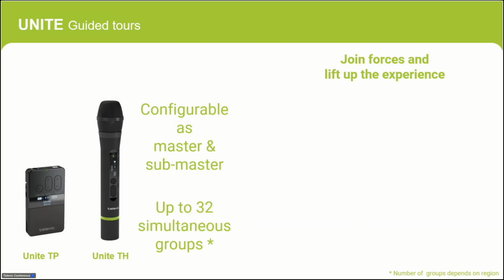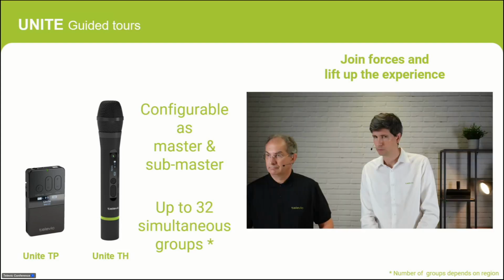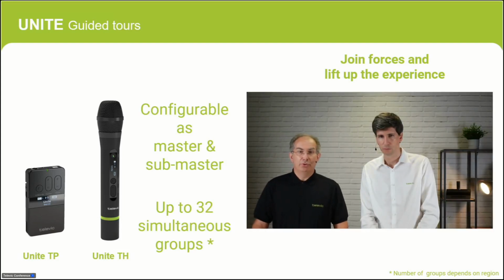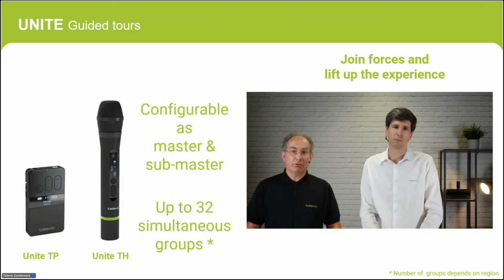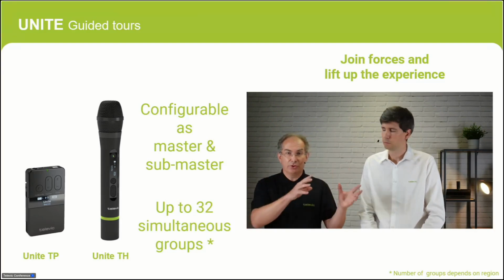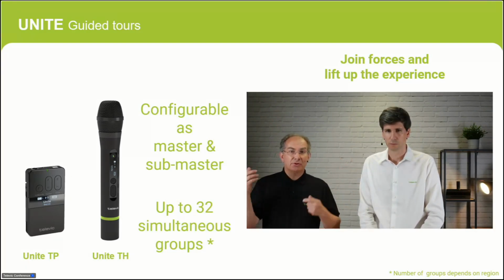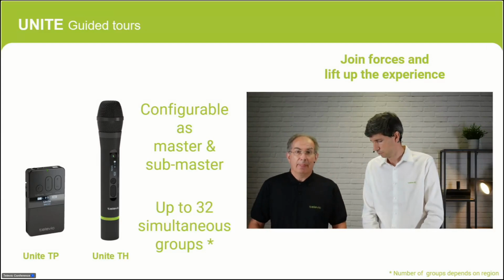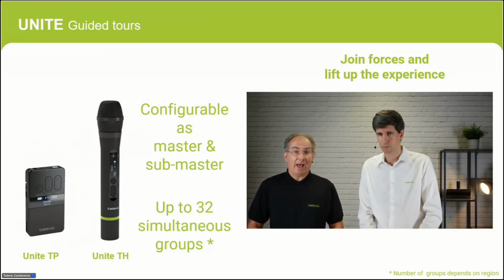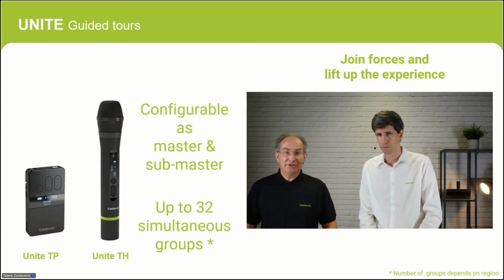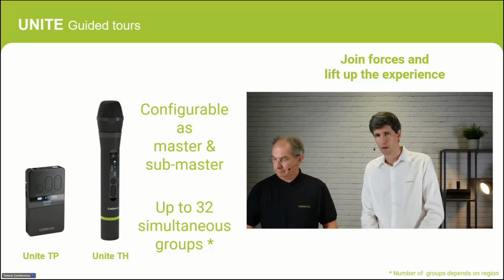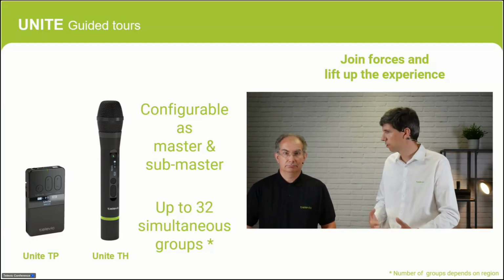So maybe then we can talk about the master and submaster. In each group, you must have a transmitter, Unite TH or TP. It must be configured as master. It transmits audio to all receivers. But you can also add another transmitter. In this case, you need to configure it as submaster. Another point: you can use up to 32 groups at the same time. And can I use this function to increase the interaction in a group?